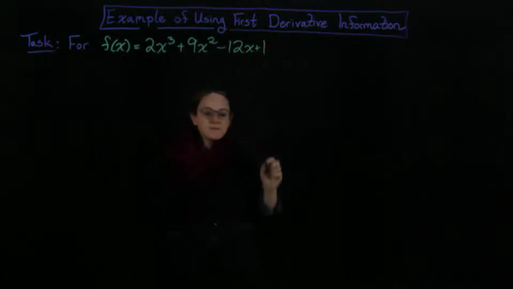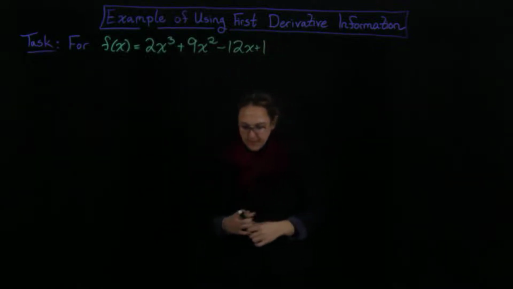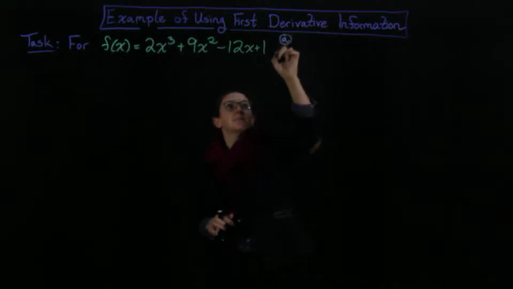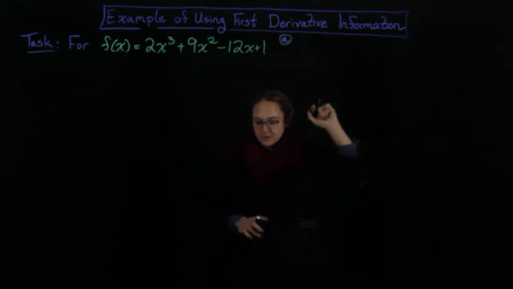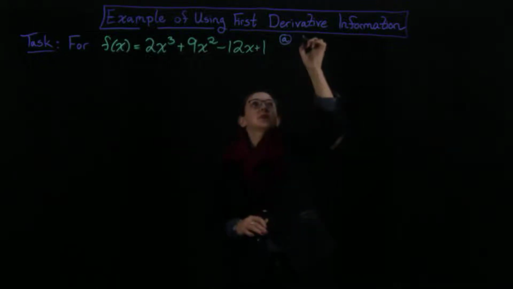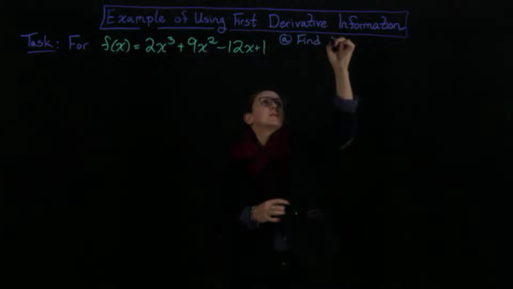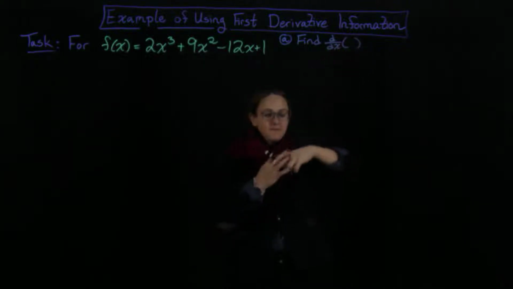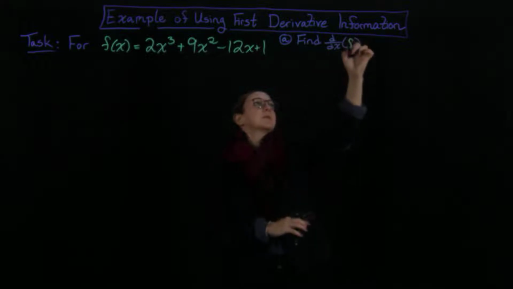Okay, so we have two things we want to do. The first thing, for part A, is we just want to find the derivative with respect to x of f, that function.